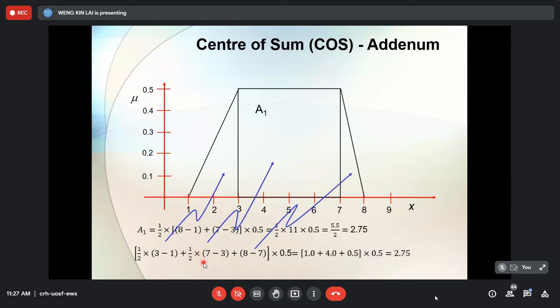And another part is half of this 7 minus 3 plus 8 minus 7. So this is the other part. Then times 0.5, thereby 2. So we get this answer.